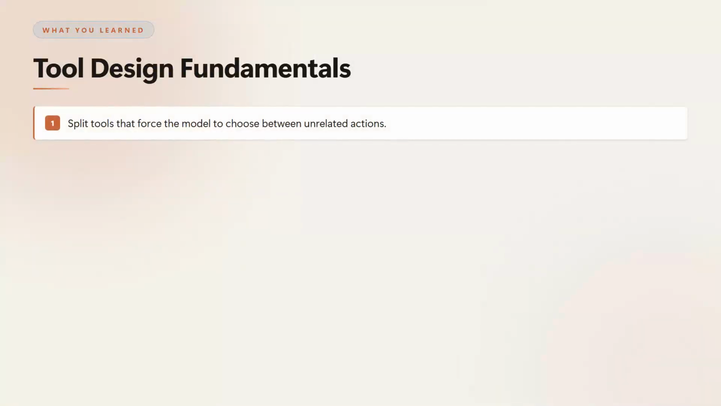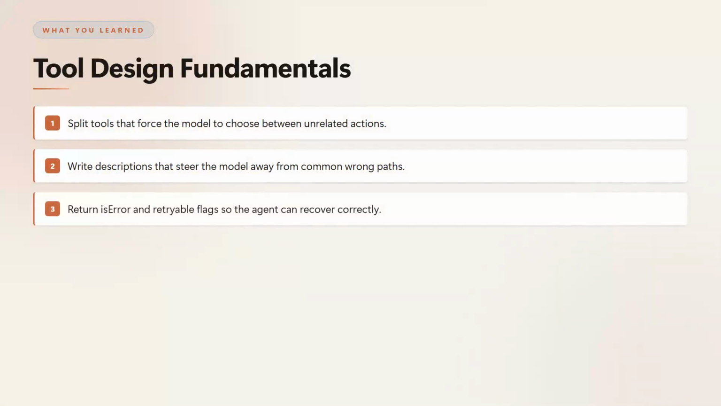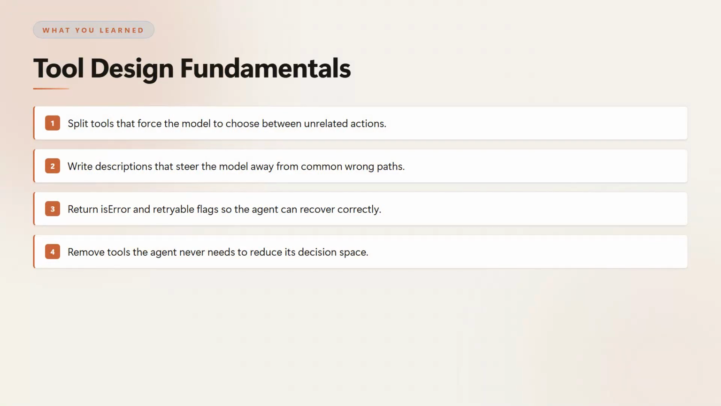Let's lock in the key points. Split tools that force the model to choose between unrelated actions. Write descriptions that steer the model away from common wrong paths. Return isError and retryable flags so the agent can recover correctly. And remove tools the agent never needs to reduce its decision space.